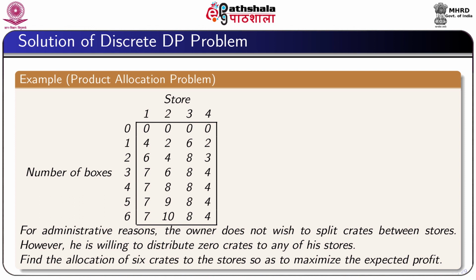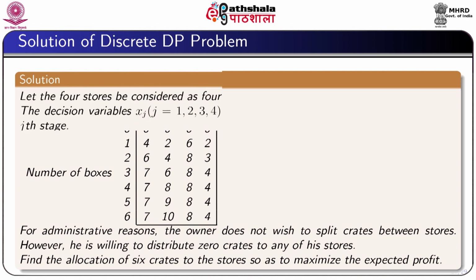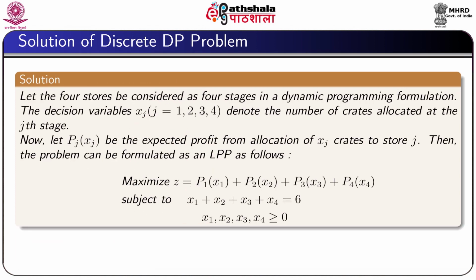For administrative reasons, the owner does not wish to split crates between stores. However, he is willing to distribute 0 crates to any of his stores. We have to find the allocation of 6 crates to the stores so as to maximize the expected profit. Let the 4 stores be considered as 4 stages in a dynamic programming formulation.